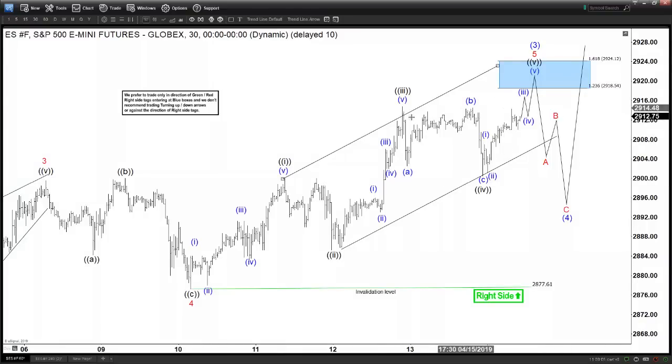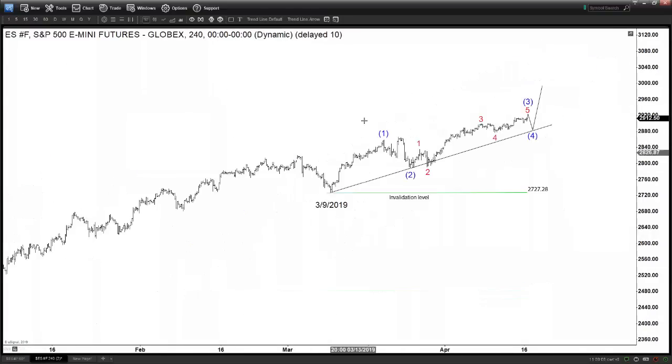Now if we step back to the larger degree and take a look at the 4-hour chart, this is the 4-hour chart, not complete labels. For complete labels and also regular forecast, you can always check our service. We have a 14 days free trial and the link is provided in the description of the video.